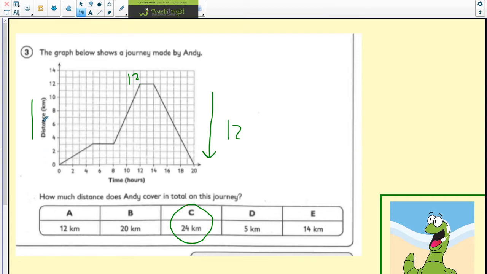And it's because this is distance from home, or distance from wherever he left off from, rather than total distance covered. So he's gone 12 kilometers to get from here to here, and then 12 kilometers to go back home again.